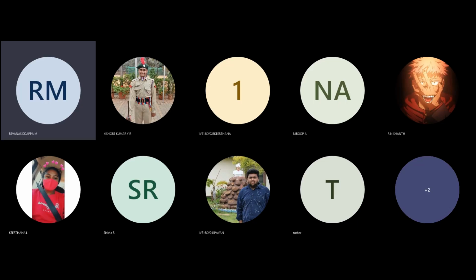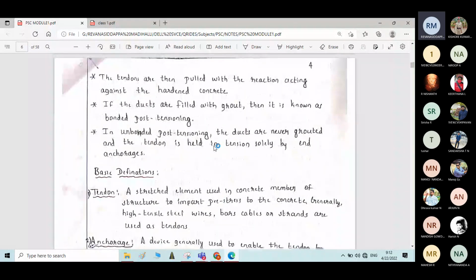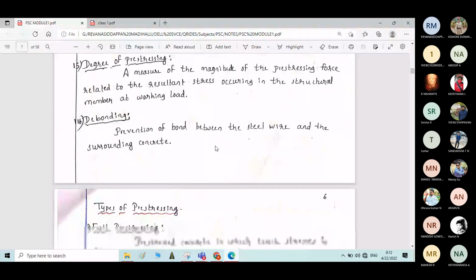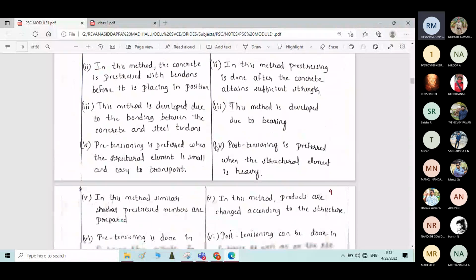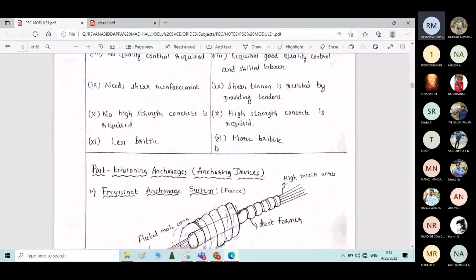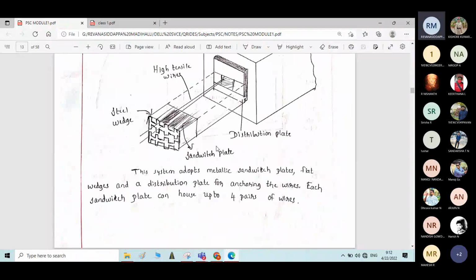Okay. All the introductory part of the model 1 we have discussed in the first session. So today we will go with the analysis of a PSC member. Analysis of PSC member. Analysis means here we will be studying how to find the stresses.